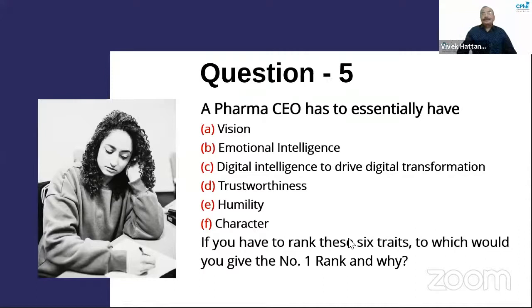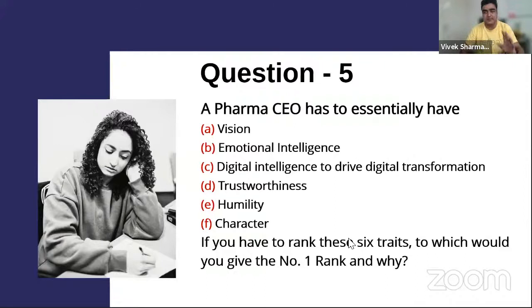Just to support what sir told, you see the impeachment or removal of a CEO. It is because of character out of these traits. No one is removed from his position because of vision or lack of emotional intelligence, but character very nearby. You can see n number of examples. It is the one area where they are impeached, they are removed, they are asked to resign.